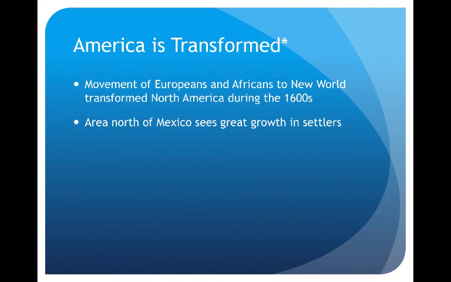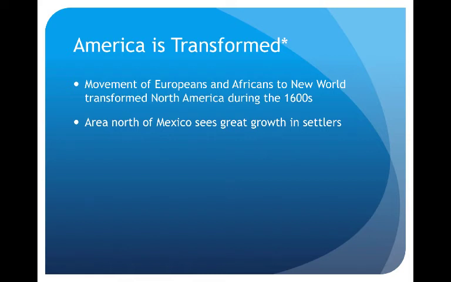All right, so 1600s, biggest changes happen in North America. Europeans and Africans arrive in huge numbers in the New World, and this completely changes North America forever. Whereas most settlers before had gone to Central and South America, now we're seeing more and more coming to North America. Why did Europeans come?